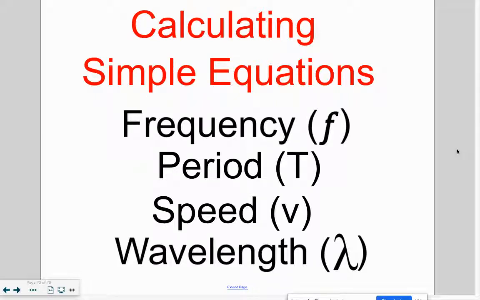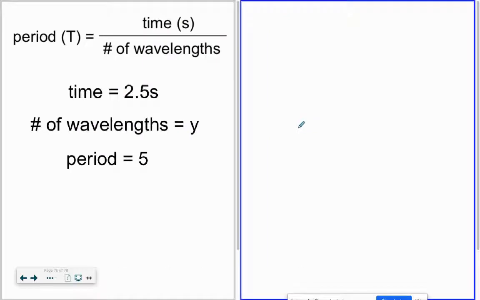Hey everybody, I'm going to be taking this time in this lesson to show you how to calculate the frequency, the period, the speed, and the wavelength of different waves using simple equations. Okay, we're going to look at this first example. We're going to try to determine the number of wavelengths using this formula that you see up top here.